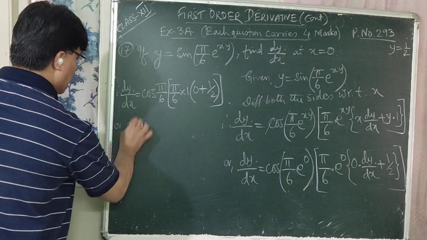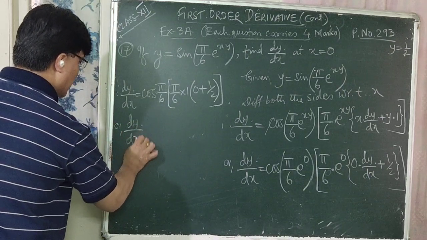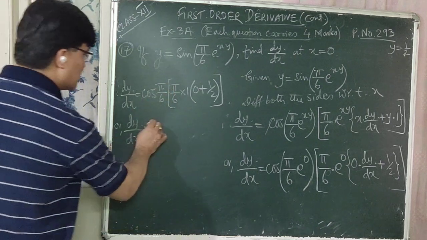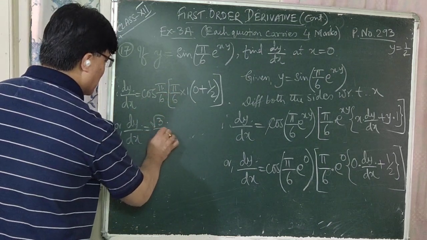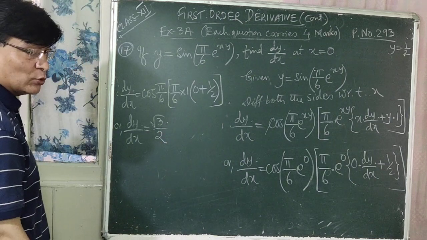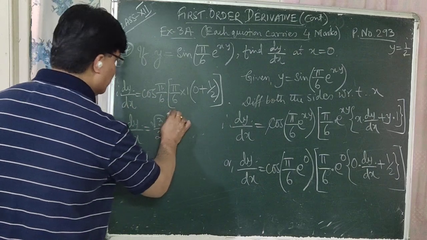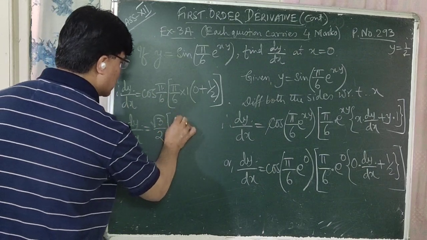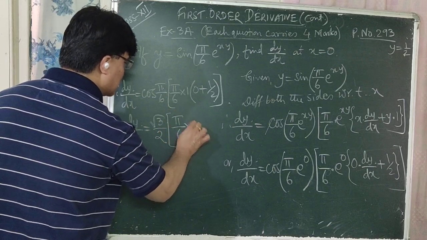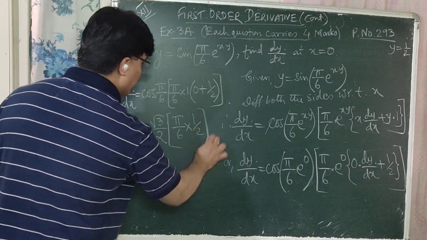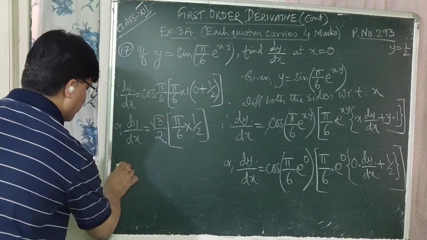Or what is the value for dy by dx now? So dy by dx is equal to, now it is cos 30 degree. What is cos 30 degree? Cos 30 degree is root 3 by 2, isn't it? Sin 30 is half, but cos 30 is root 3 by 2. And within third bracket, what is it? Pi by 6 into, what is 0 plus half? It is half. Third bracket is closed.